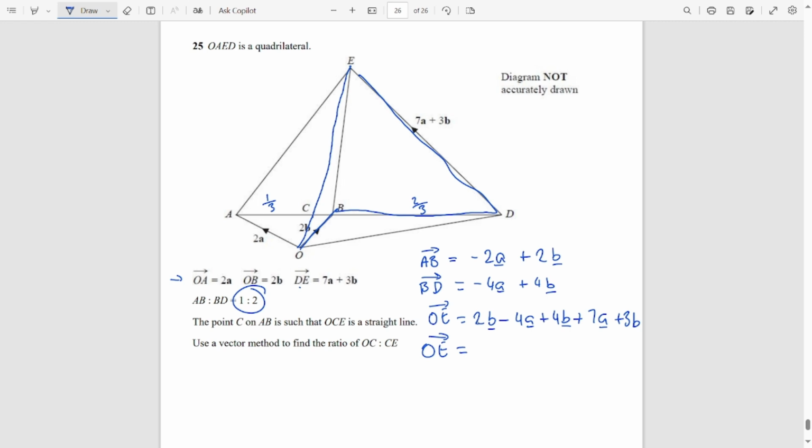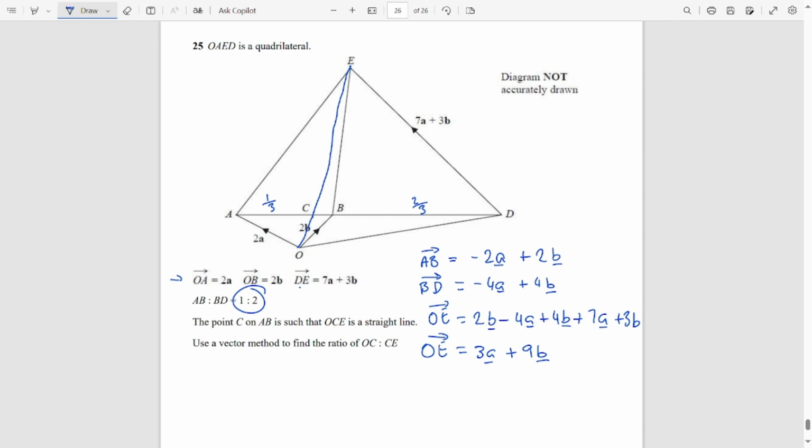So collecting together the A's there, we have minus 4A plus 7A, which is 3A. And collecting together the B's, we have 2 plus 4 plus 3, which is a total of 9B. Okay, and so that's our useful vectors done. Now we can go on with the proof or vector method part of the problem.